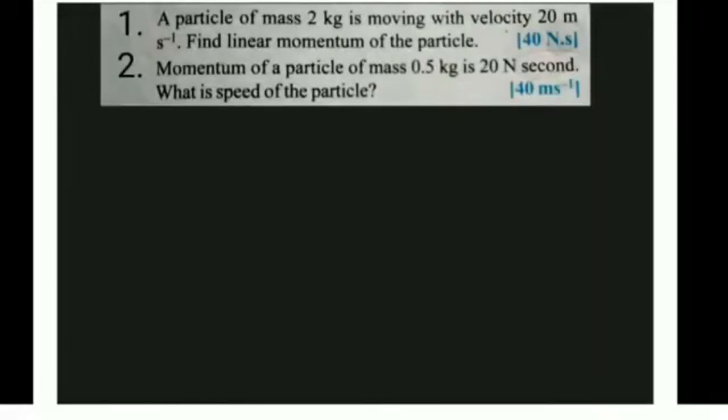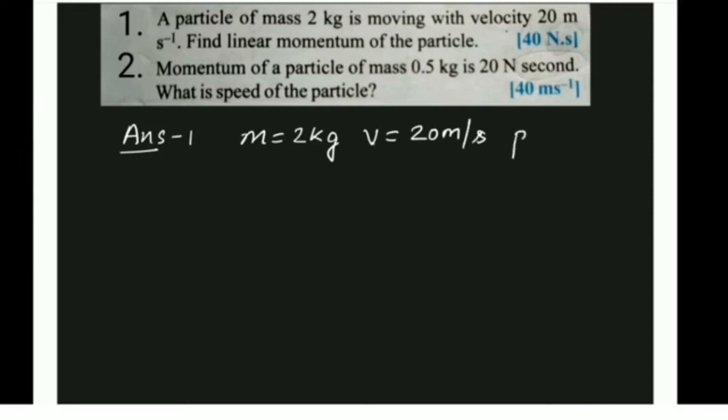Okay children, let's start with the first question. A particle of mass 2 kg, so mass is 2 kg, is moving with velocity 20 meter per second. Find the linear momentum of the particle.